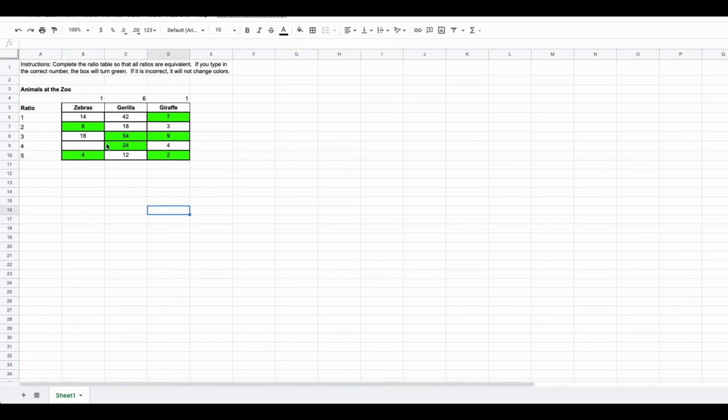I could go back to this extra blank and fill it in. If the gorilla is 24, all right, so originally we had said that 14 to 42 simplifies to 1 to 3. So to get from 3 in the gorilla column up to 24 is times 8, so 1 times 8 is 8. And now I've got a completely filled in table. All of the answers are correct.